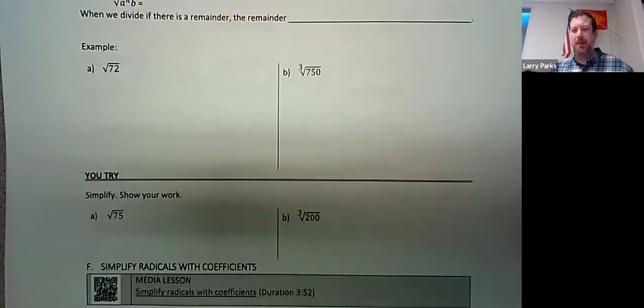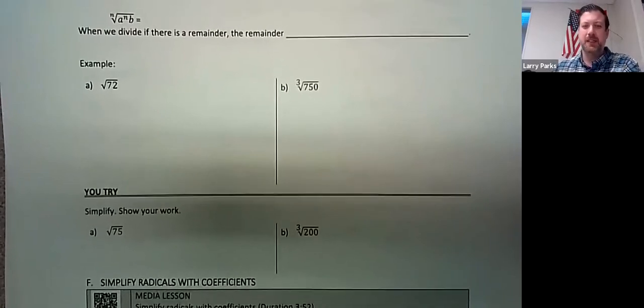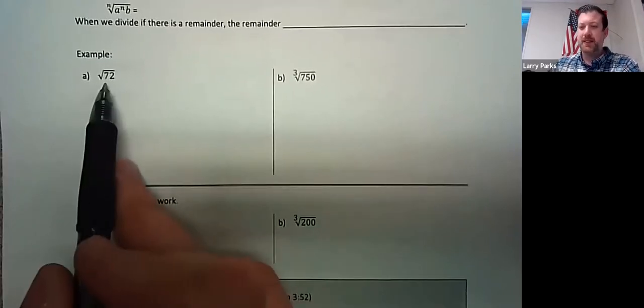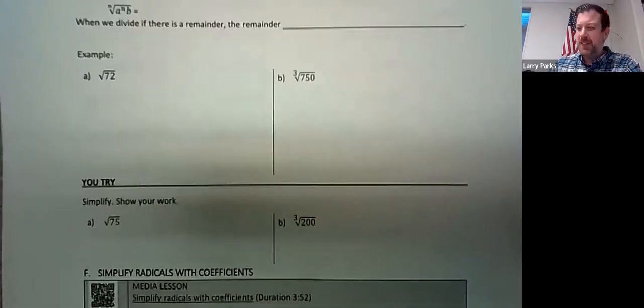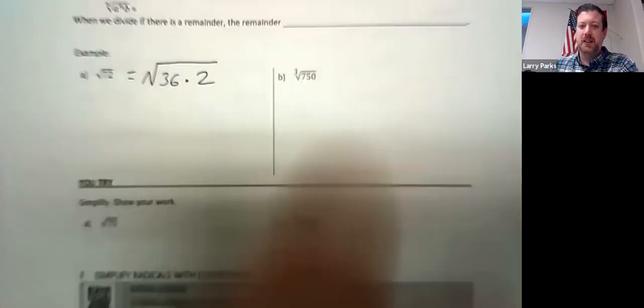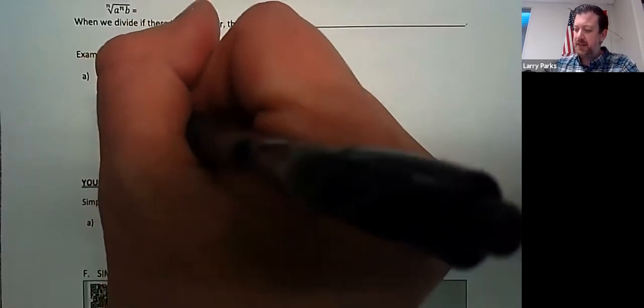All right, so probably there's two ways to do these problems. One is you just think, okay, that's 36 times 2. And that's probably the easiest way on problems like these. And then the square root of 36 is 6.